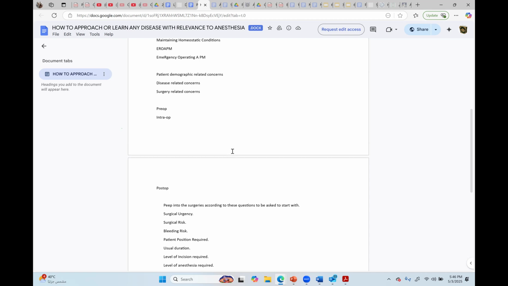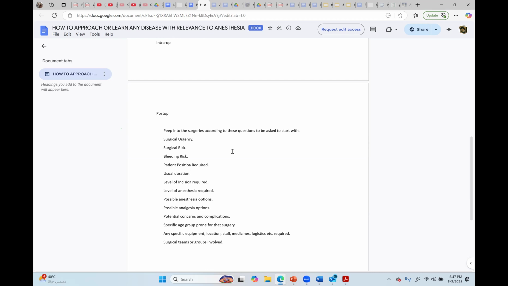And then the third thing will be with reference to surgery. What is the surgical urgency? What is the surgical risk? Any bleeding risk? Any special patient position? Usual duration? Where is the incision? Level of anesthesia required? Maybe in some procedures they are very simple, but they have high risk for bleeding, for example interventional radiology. They can suddenly bleed. Similarly, incision and drainage looks very simple, but if you happen to cut an artery, what will you do? Things like that.